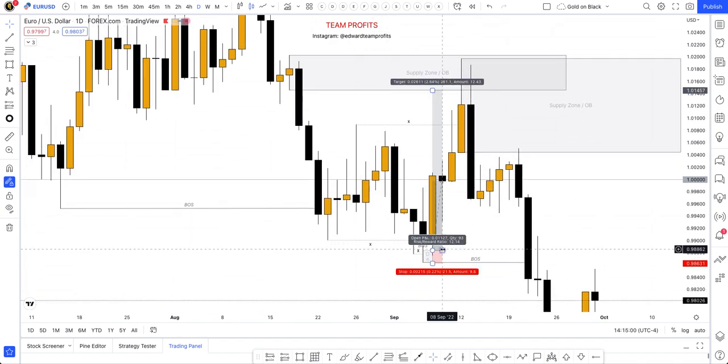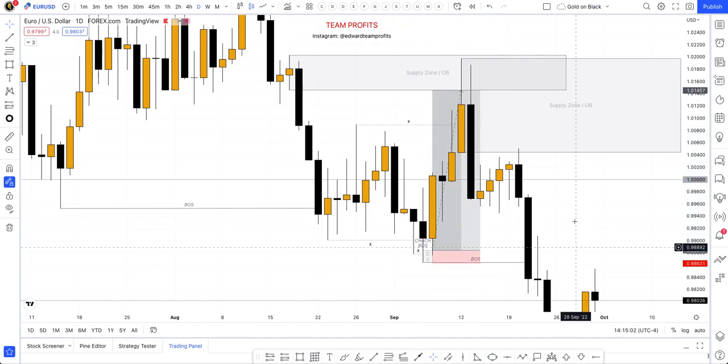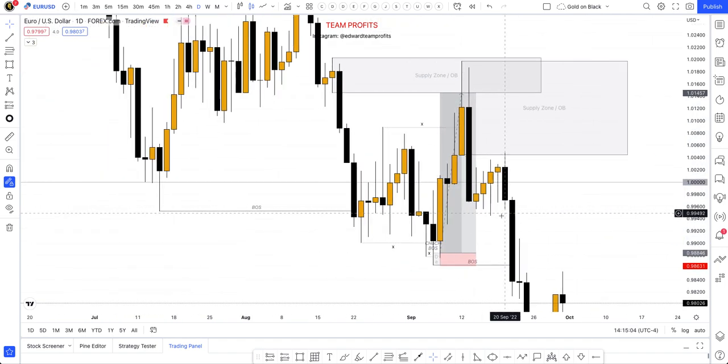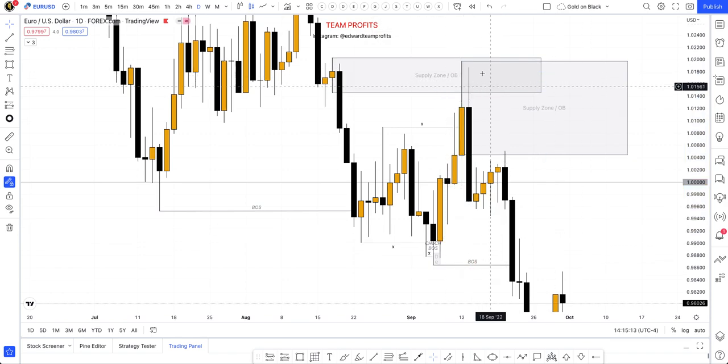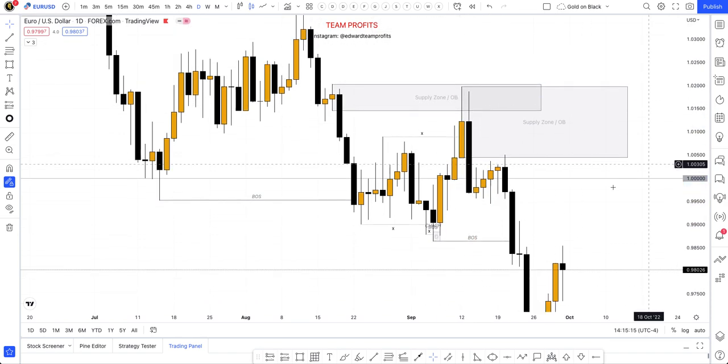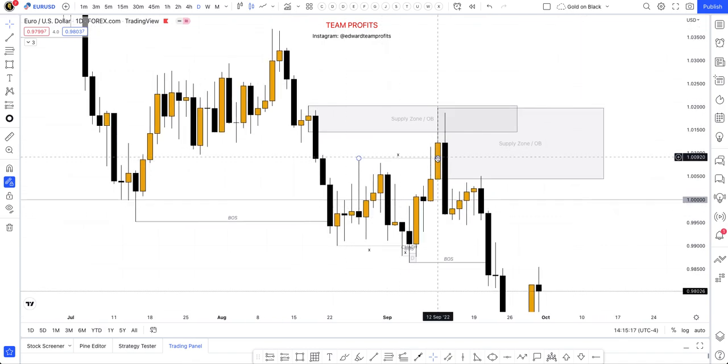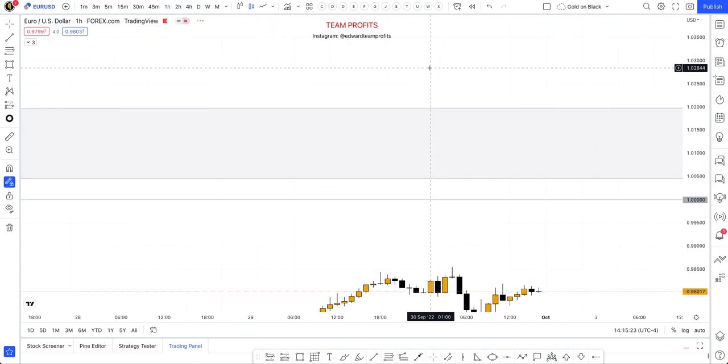This would be a really nice buy right there. This was a 1 to 12 risk to reward position. But you see, you're using inducement to actually go for the buy. Now, let's clean this. And now let's go for this zone right here. We have another inducement right here, or liquidity taken right there. So let's go from the daily to the 1 hour now.